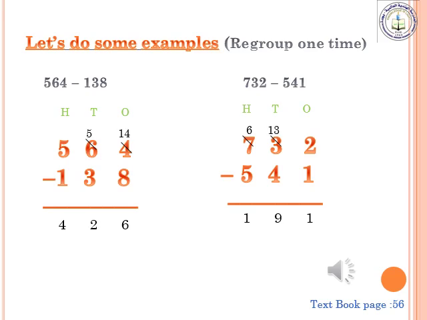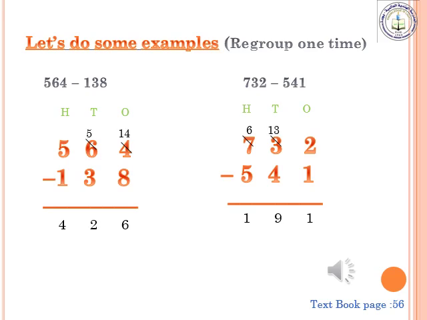Here, first example 564 minus 138. We arrange these numbers according to place value. Now we can start from ones place. In ones place 4 and 8. Here more on the floor. Go next door and get 10 more. That means we should borrow 1 from tens place.